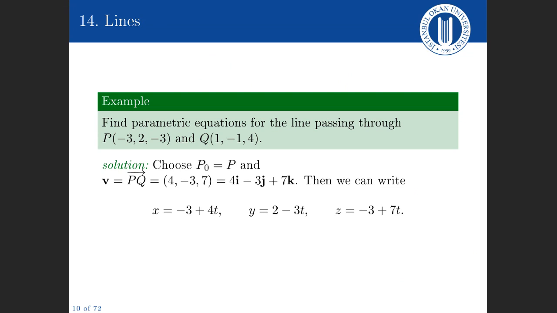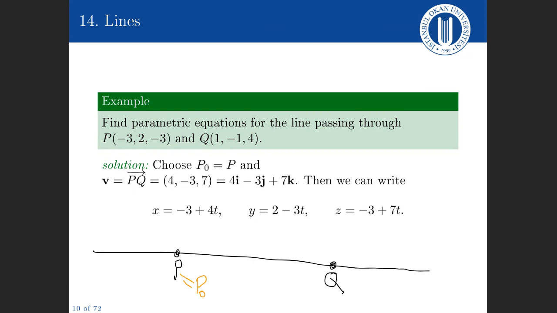Another example. Find parametric equations for the line passing through minus 3, 2, minus 3 and 1, minus 1, 4. This time we have a line and we're told two points on the line. We're told a point P and we're told a point Q. But that's not what we need. What we need is one point on the line and a vector. We could choose either of the points we're given. I'm choosing to use P. So the point P0, as I'm going to say, is the same as P. If we wanted to use Q, that would also be correct.